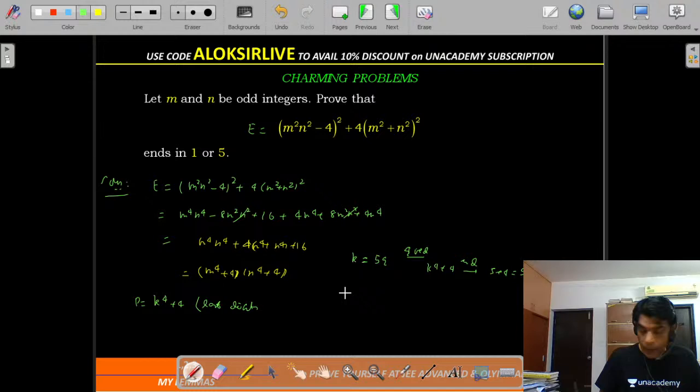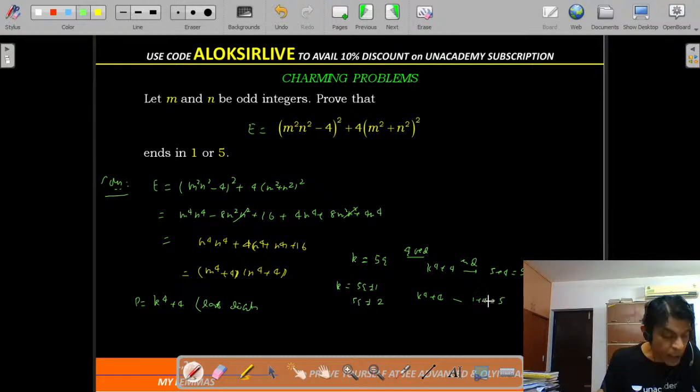And if k is 5q plus or minus 1, 5q plus or minus 2, this kind of thing, then of course you can find again k to the power 4, and what will it end in? If 5q plus 1 is there, k to the 4 is there, so you will see that it will end in 1 plus 4, that it will end in 5. It will end in 5. Is that clear? Yeah, you can take 1, 3, 5, all cases will come correct.